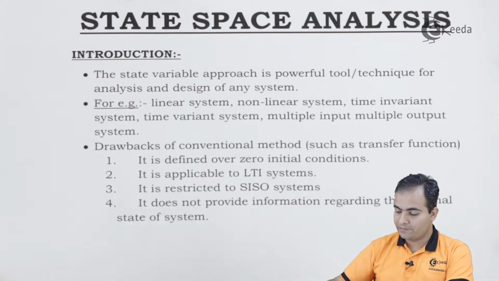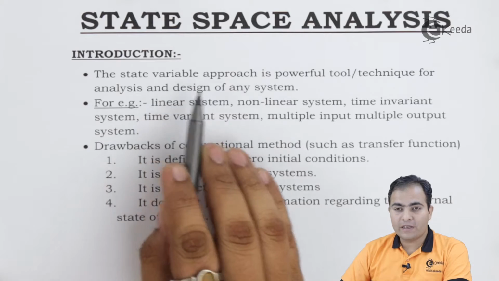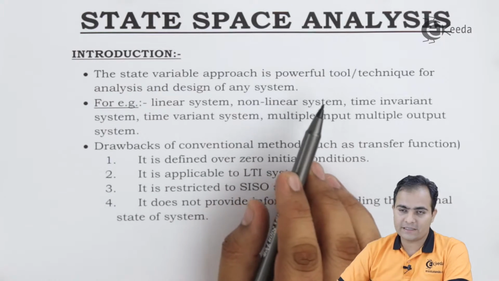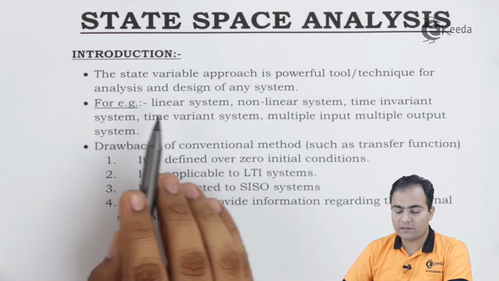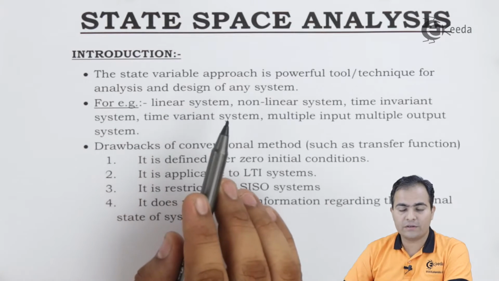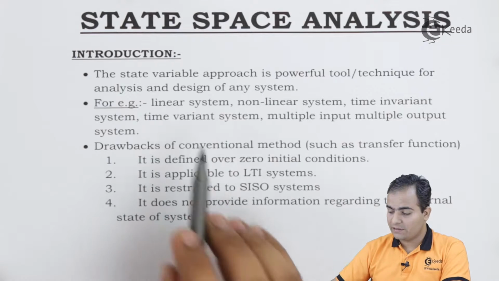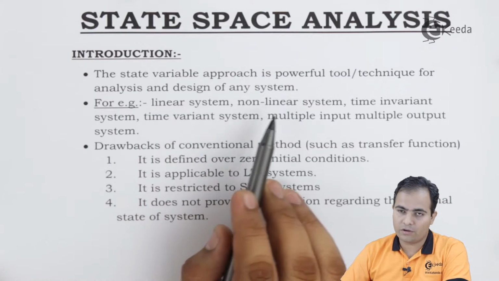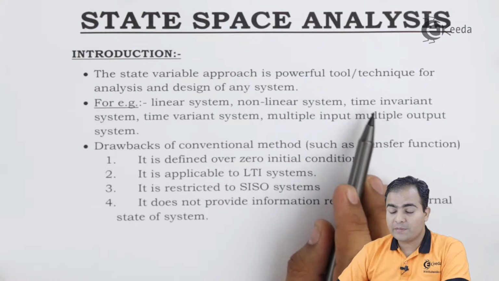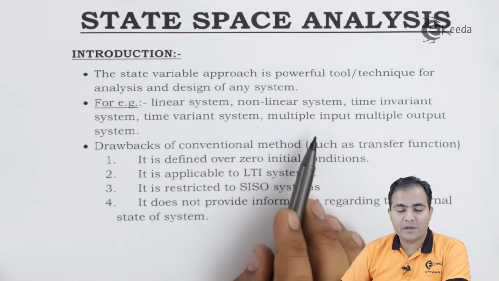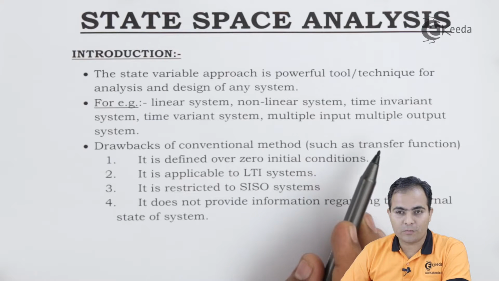So, the introduction. The state variable approach, or you can say the state space analysis approach, is a powerful tool, as I said, or a technique which is used to analyze or design any system. Then, which types of systems can we design or analyze? The first one is linear or non-linear. You can take time variant or invariant. And the last one, MIMO system, that is multiple input, multiple output.